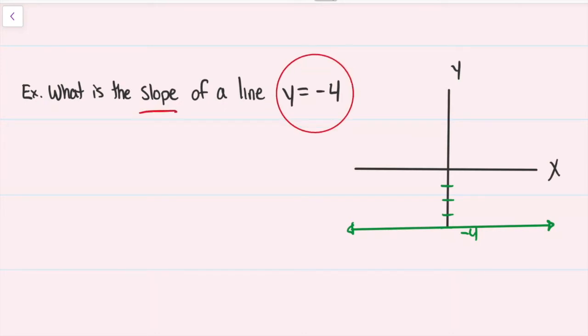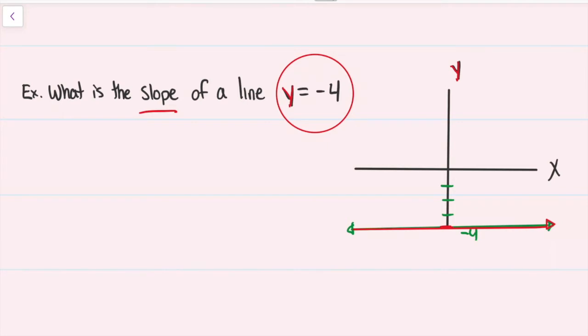When they tell you y equals -4, guys, all you're saying is, look, I'm talking about the y. So when my y is -4, that's where my whole line is going to cross through. You don't worry about the x because it didn't mention the x at all. So that's my slope, guys. I'm sorry, that's my line.